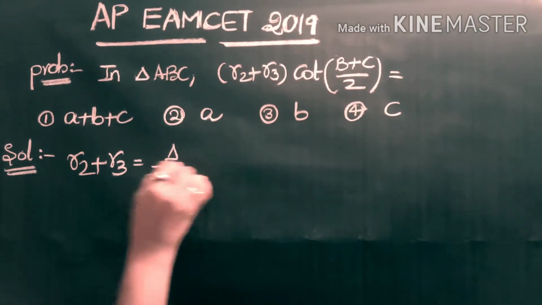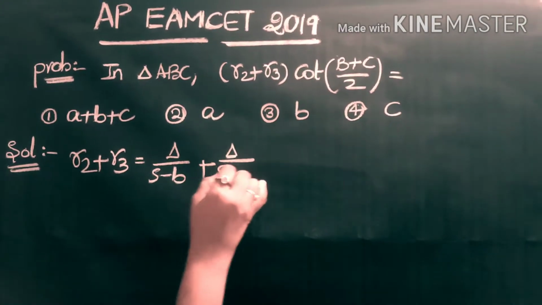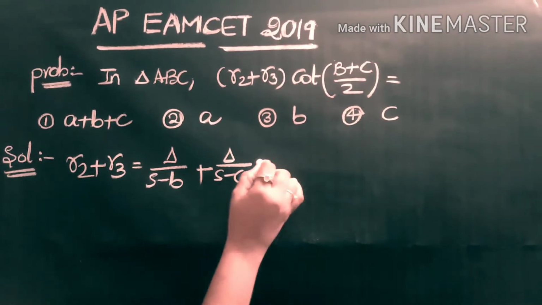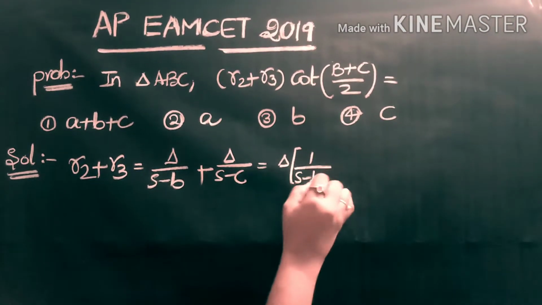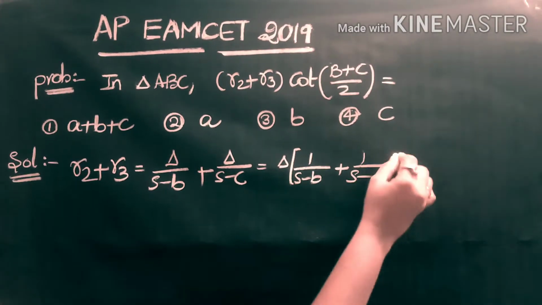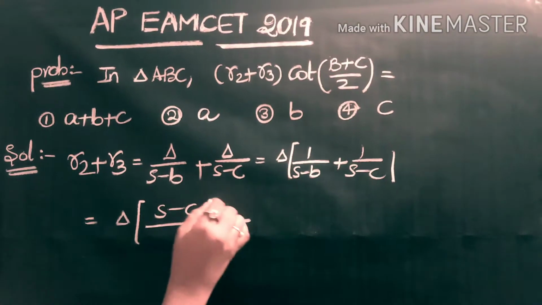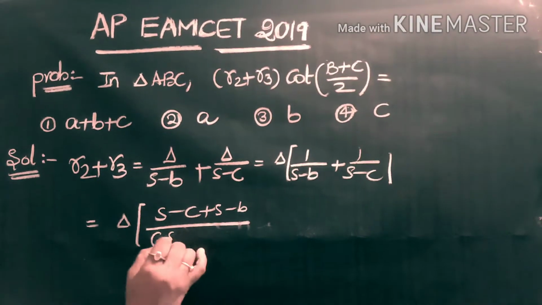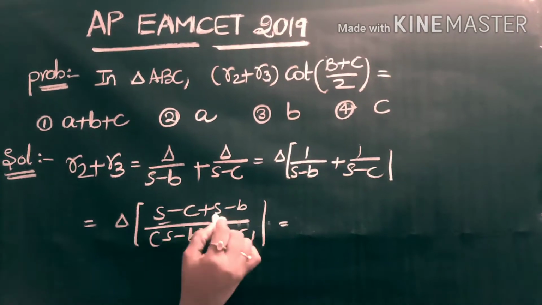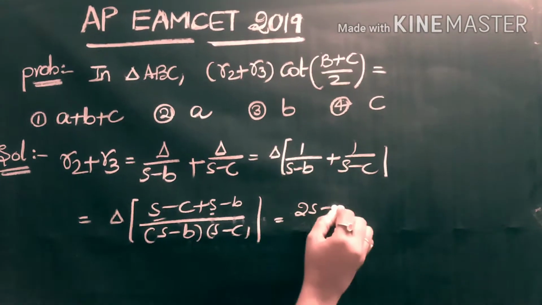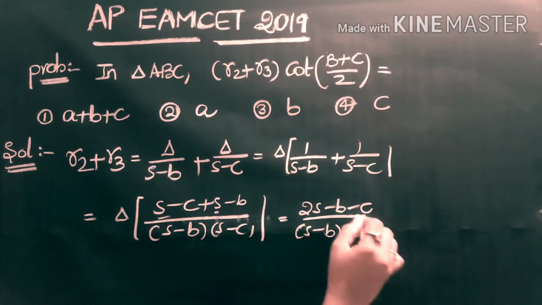r2 + r3. r2 is equal to delta by (s minus b), that is the formula. And r3 is equal to delta by (s minus c). Now taking delta common, the remaining values are 1/(s-b) + 1/(s-c). This is equal to delta into, taking LCM, ((s-c) + (s-b)) by (s-b)(s-c), which is equal to (2s - b - c) by (s-b)(s-c), into delta.